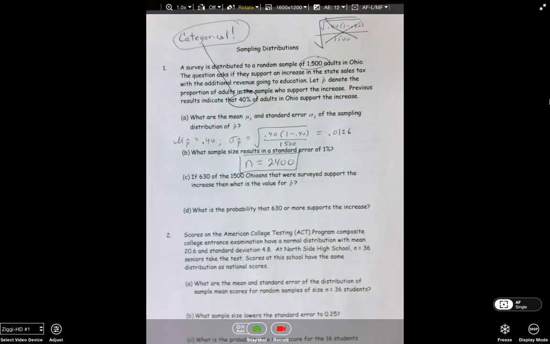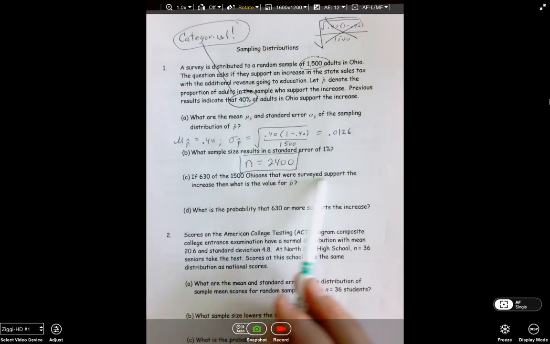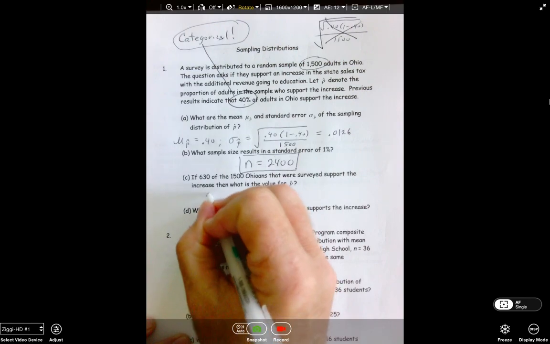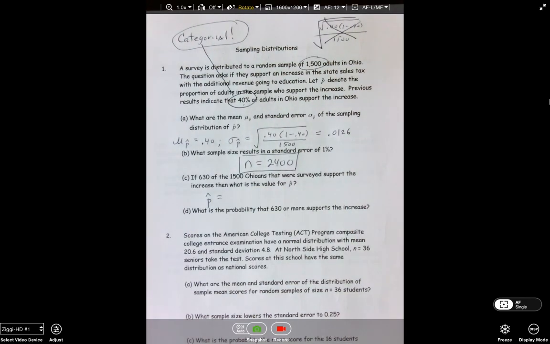All right, if 630 of the 1,500 Ohioans surveyed support the increase, what's the value for p hat? Well, p hat's easy. Guys, I'll tell you what, my daughter needs to talk to me for a second, so let me run in here.